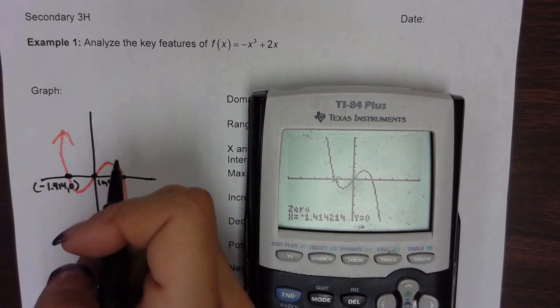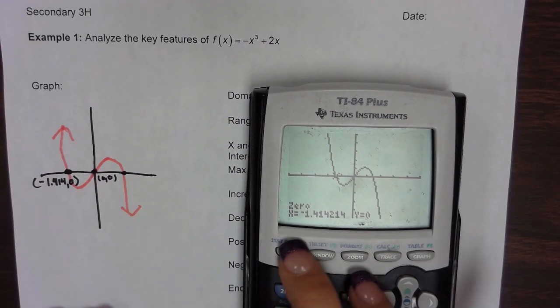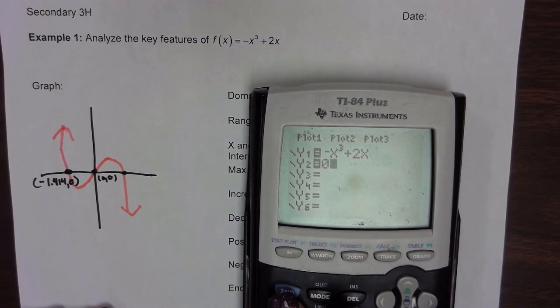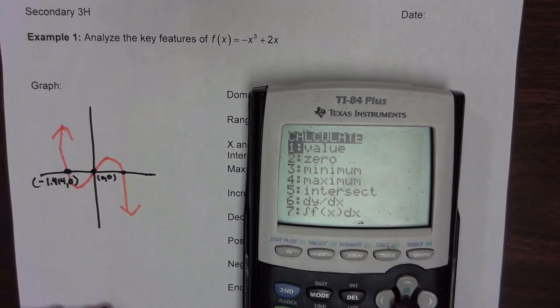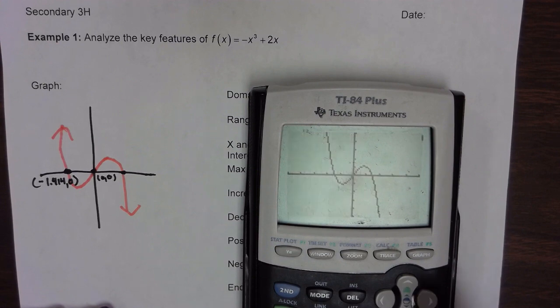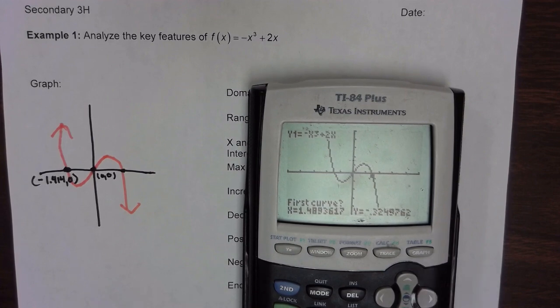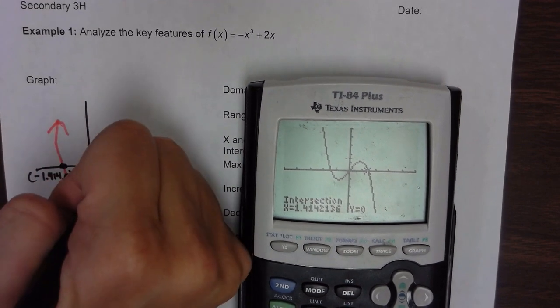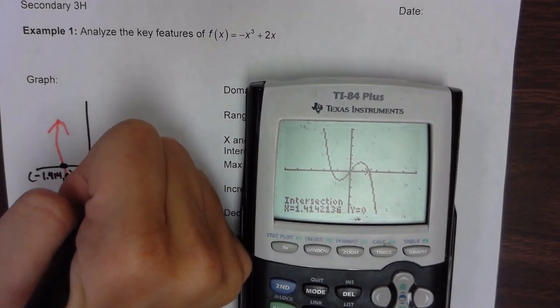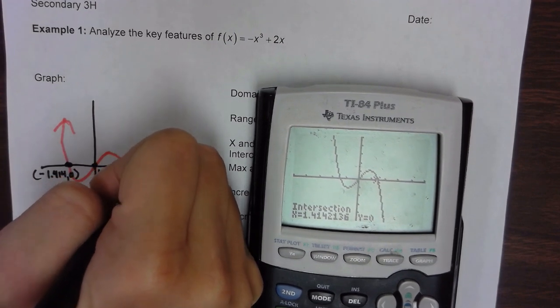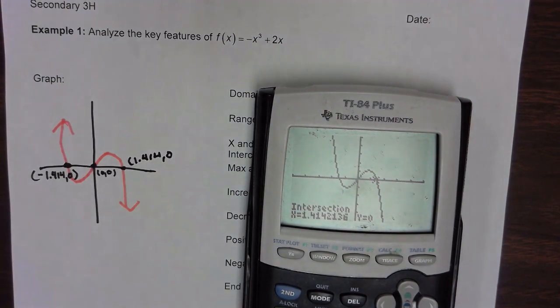Or we can do it the other way by saying y2 is 0 and then second trace, find where they intersect. So that's going to be up to you. I'm going to go to this next intersection here. 1, 2, 3. And I get on this side, 1.414.